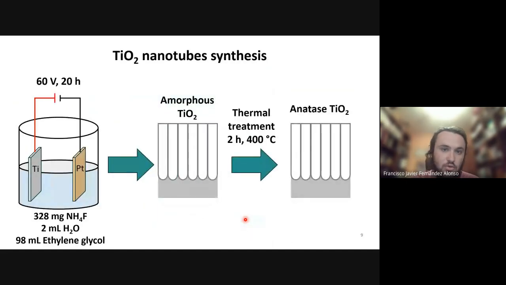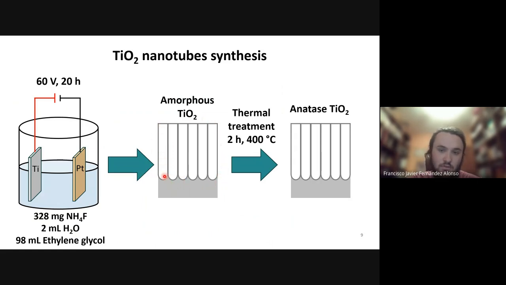To prepare the nanotubes, we followed a very well-known procedure that has been reported by a lot of authors, in which we anodize a titanium foil. In this case, we applied 60 volts for 20 hours in an electrolyte containing ammonium fluoride, water, and ethylene glycol. After that, we obtain a titanium oxide membrane.